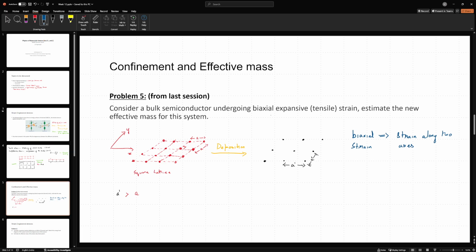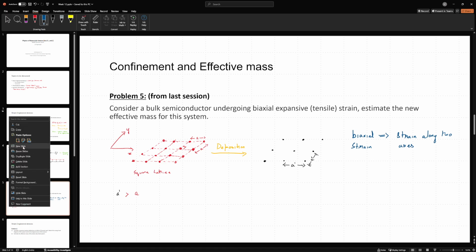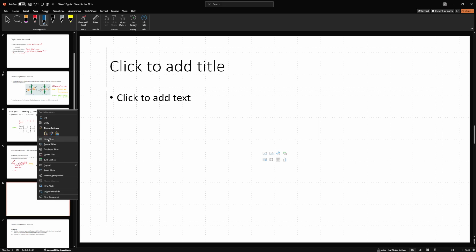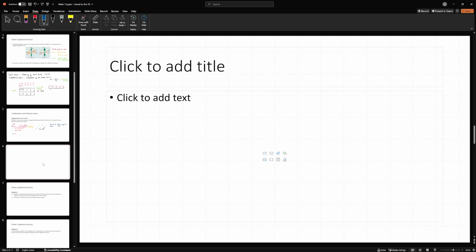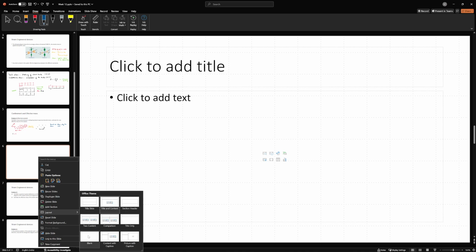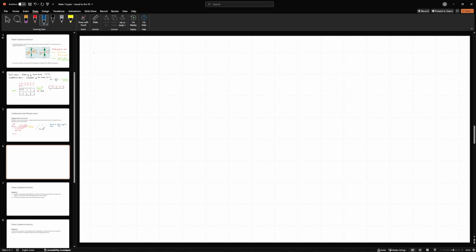Now, how do I estimate the effective mass? So for this, we need to take a second and remember what the effective mass is. So, oops, sorry, I needed to change the layout of that. So the layout is blank. So what is the effective mass? What is the idea of effective mass?